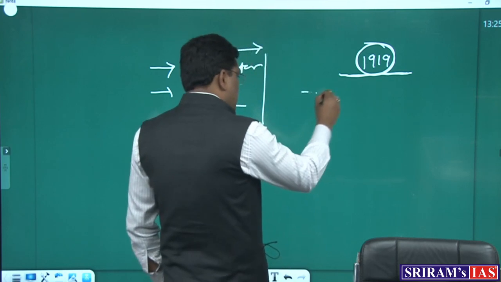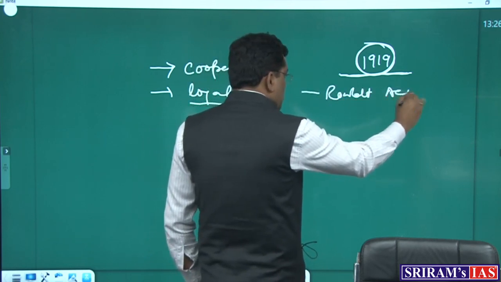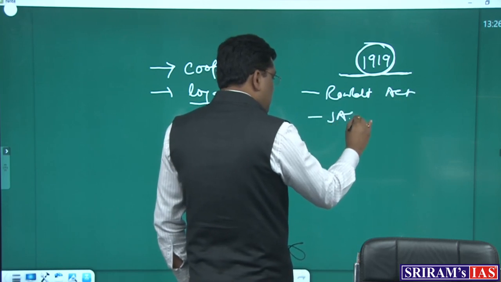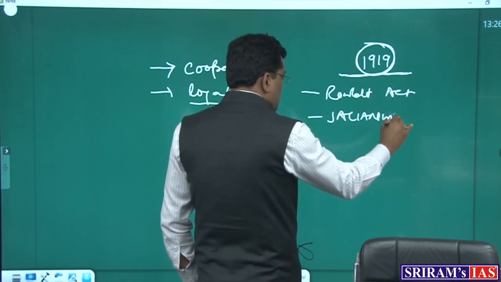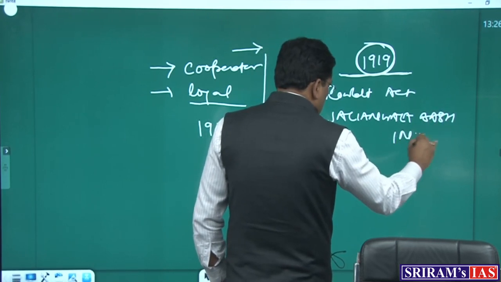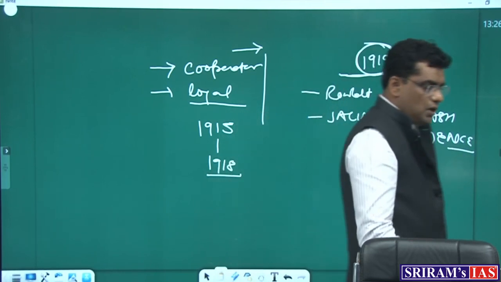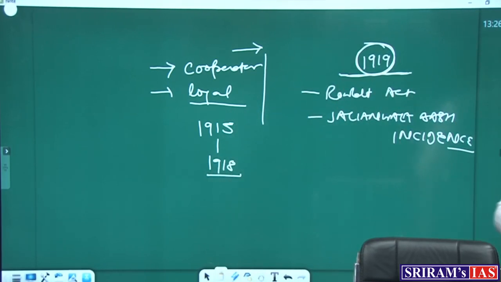Like the Rowlatt Act, the Jallianwala Bagh incident. It's not only the incidents, but the approach of the British towards dealing with such incidents was also very dangerous.